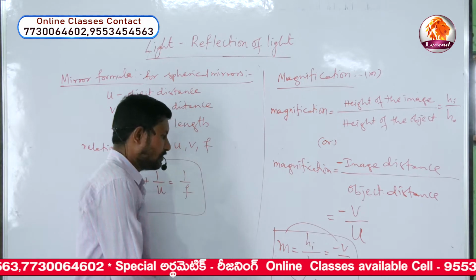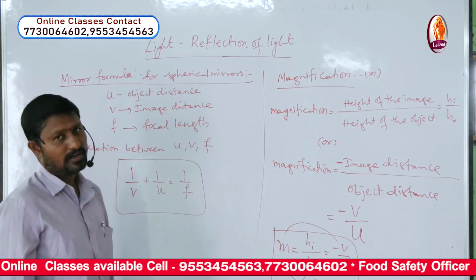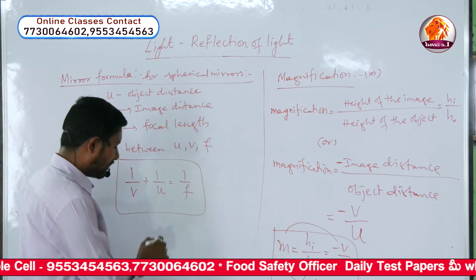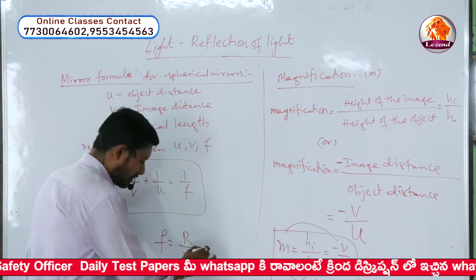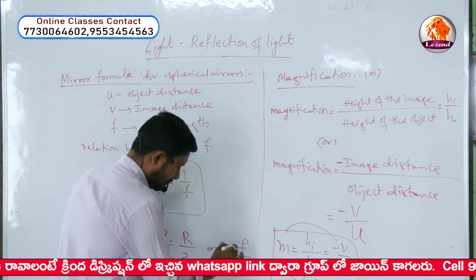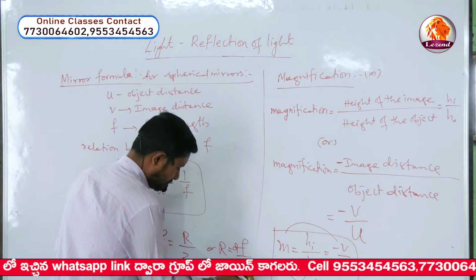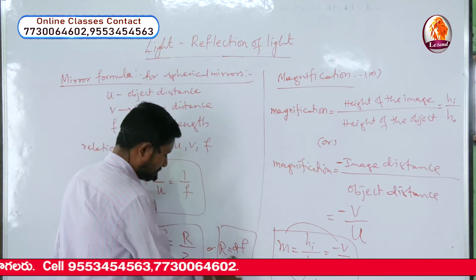Okay, so these are the two important formulae, and there is another important formula related to mirrors, which is focal length. Focal length is equal to half of the radius of curvature, or radius is equal to double the focal length. These are the important formulae related to spherical mirrors.